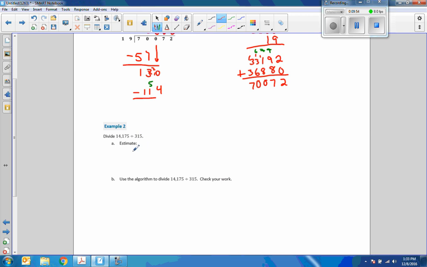Okay? So if I'm going to make that 300, I rounded it down, so round the other one up to 15,000. So I have 15,000 divided by 300, which is the same as saying 15,000 divided by 100, and then divide that by 3, because 100 times 3 is 300. 15,000 divided by 100 is 150. Now divided by 3 is 50.